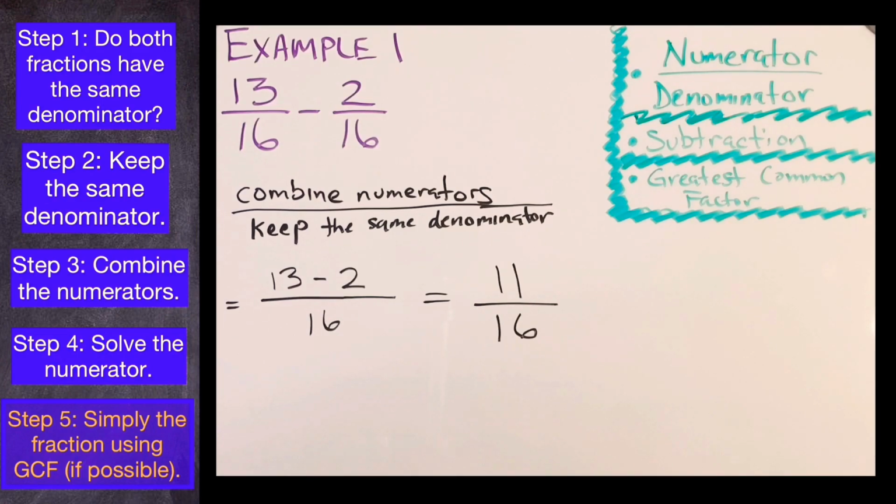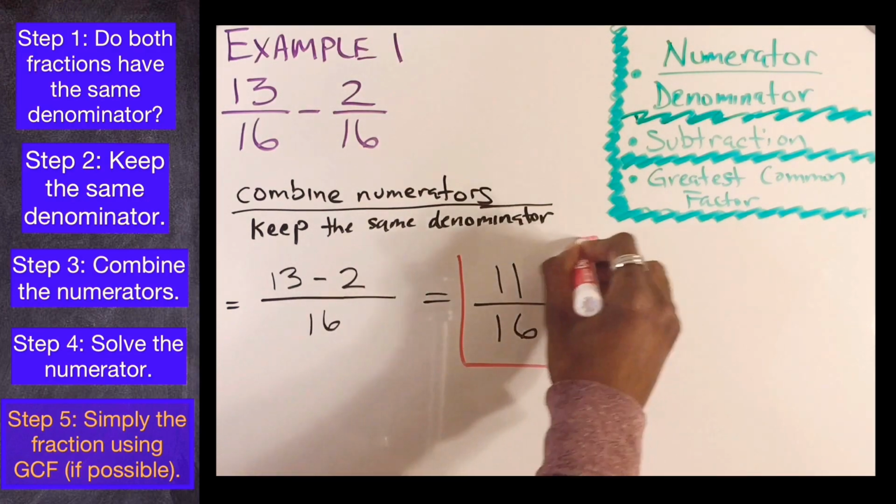The 5th step would be to simplify the fraction using the greatest common factor, if it's possible. I just want you to understand the way to think about the greatest common factor: is there any number that can divide evenly into the numerator, which is 11, or the denominator, which is 16? The answer is no, because there's no number that's going to divide evenly into both 11 and 16 besides the number 1. So therefore, this fraction can't be simplified and we're done. So 11 over 16 is your answer.